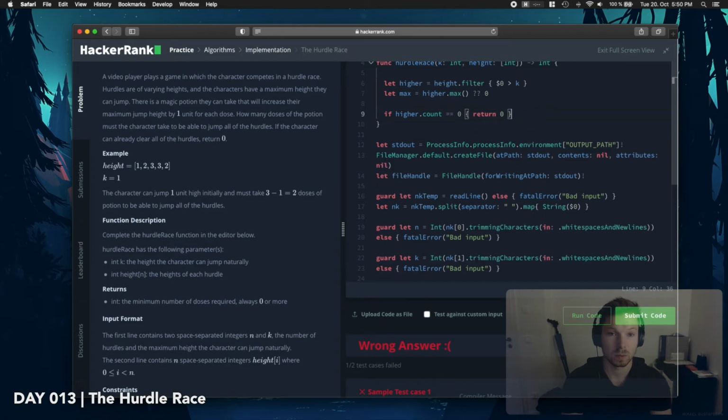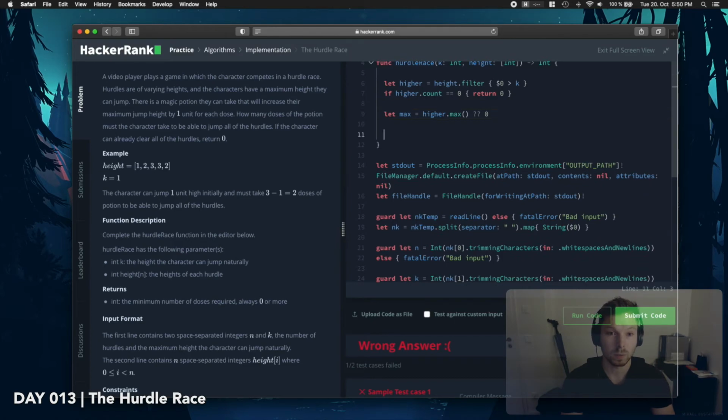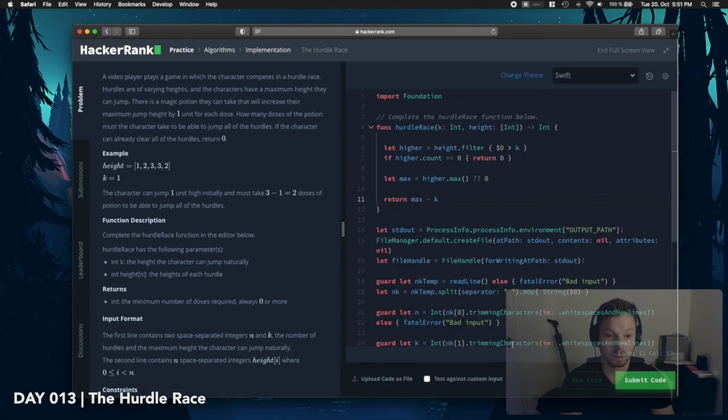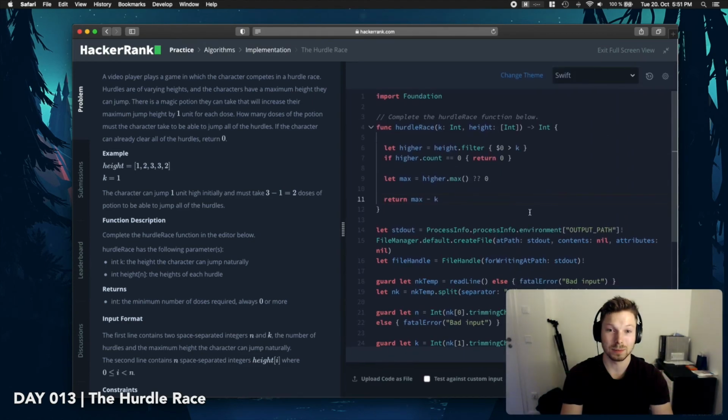Else, we can already put that up here. Else we want to get the max, and then we can say return max minus k. That would be like, yeah, that should be it. Ta-da! Let's submit it. And succeeded! Great! That was an easy one.